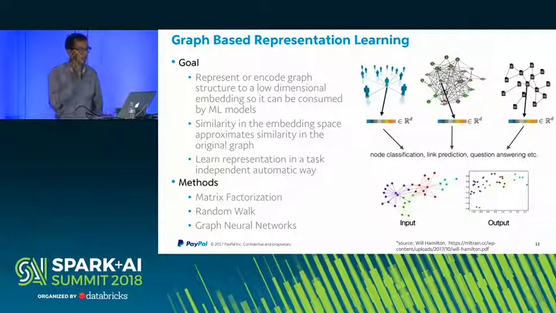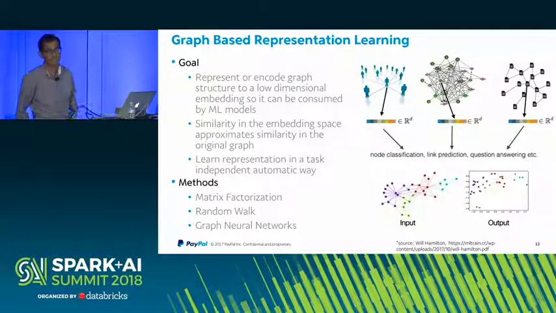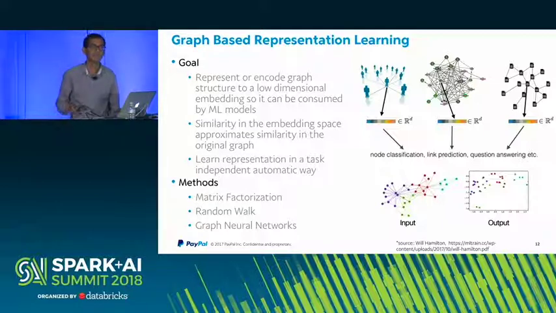Let me dive deeper into the graph-based representation learning. Because our machine learning models need a feature vector, the goal of graph-based representation learning is to encode the graph structure into a tabular feature vector. The feature vector is called the embedding. In the natural language processing case, you have word embeddings. Here we have node embeddings. What we want to do is generate a continuous feature representation from graph structure data.